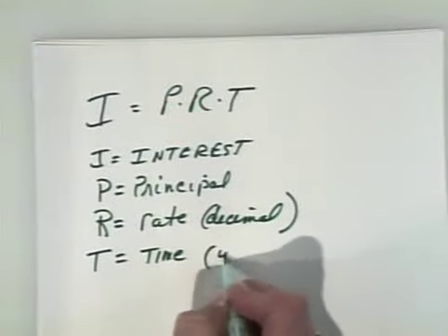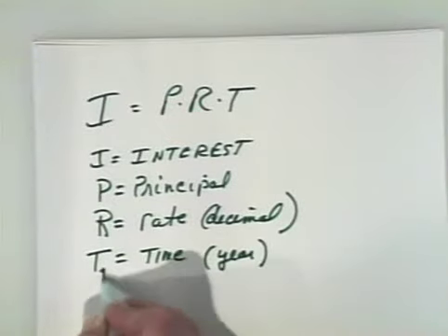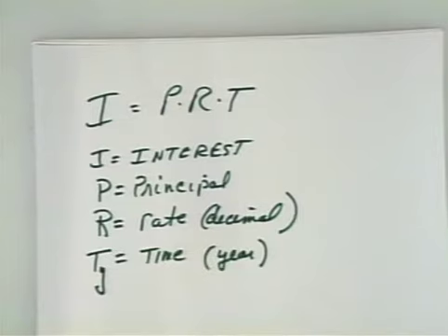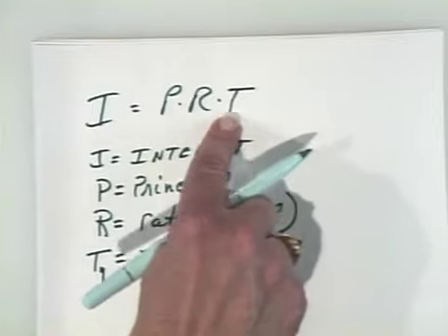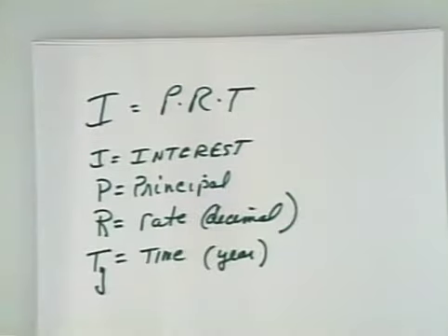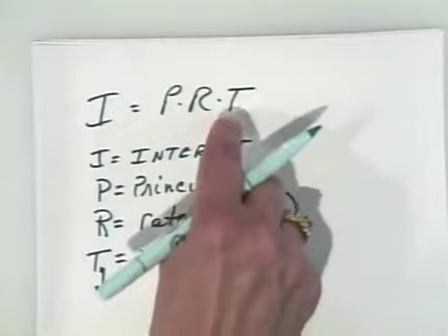And time is always in terms of a year. So I like to put a little y under there to remind me that time is in terms of a year. So when I'm using this formula, if the time that I'm borrowing the money for is 2 years, I would put t equal 2. If I was borrowing it for 4 years, I would put t equal 4.